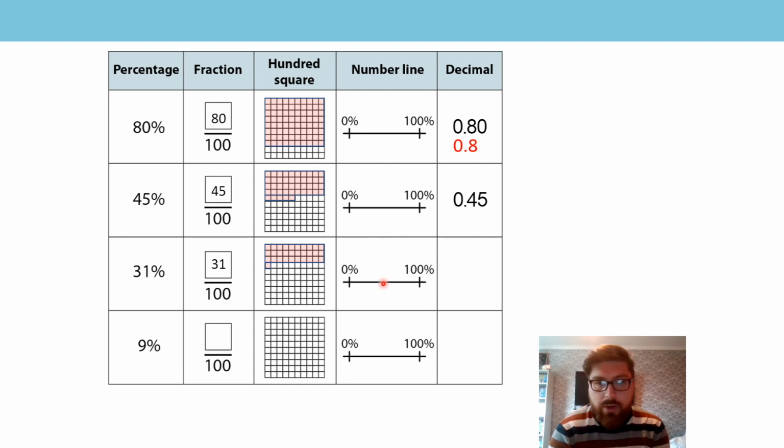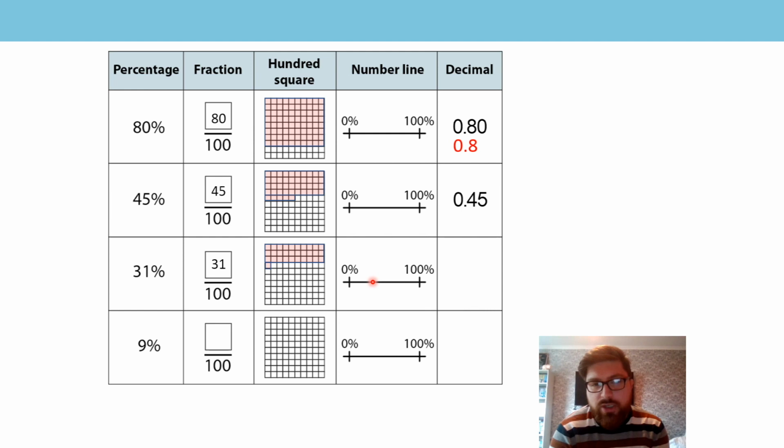We're using what we already know, that 50% is going to be about there. 25% would then be halfway between. So I think 31% is just going to be slightly to the right of where we think 25% would be. Okay, so I think somewhere around here would be quite a sensible estimate. It's almost a third, isn't it? Okay, almost a third of the way down our number line.